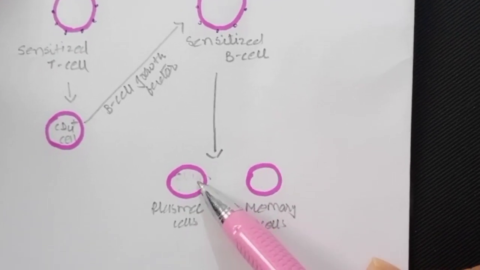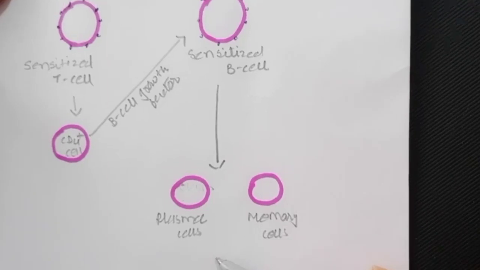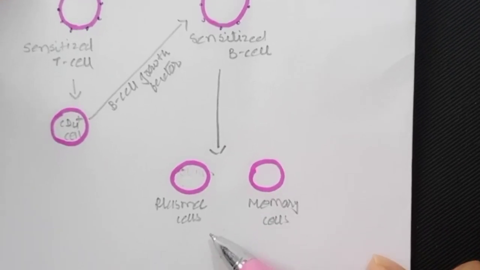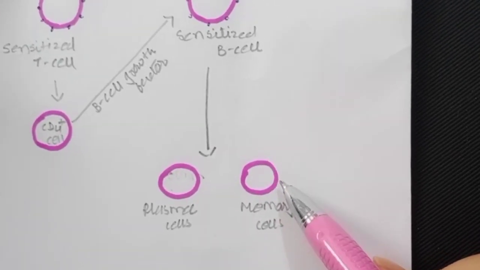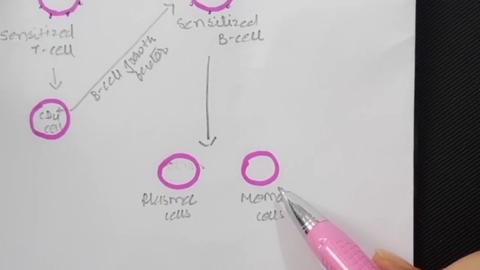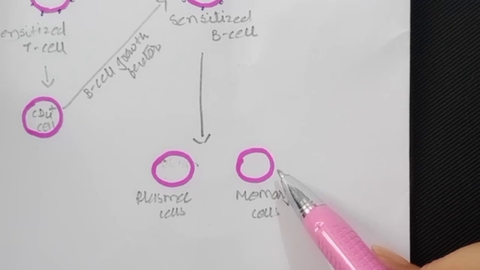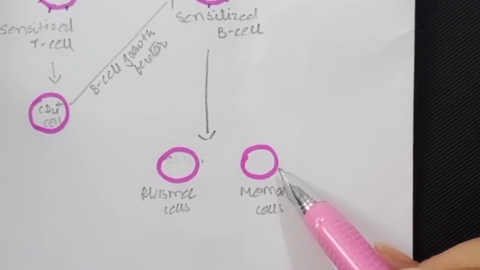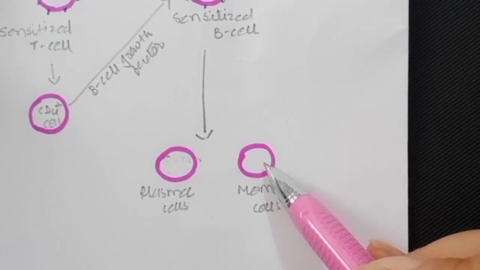Plasma cells secrete different immunoglobulins, which were already discussed in the previous video, and memory cells will be present in the lymphoid tissues throughout the body, and are important for the secondary immune response.